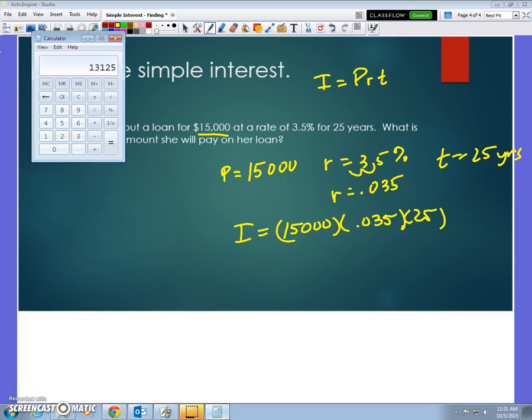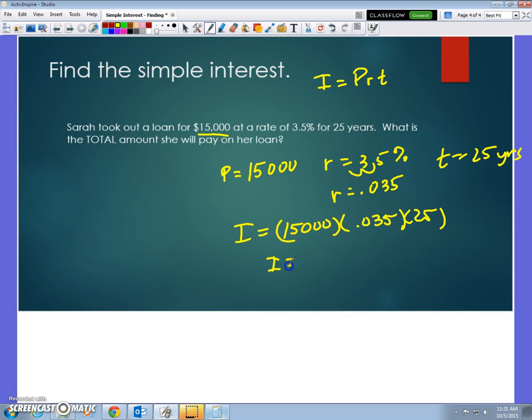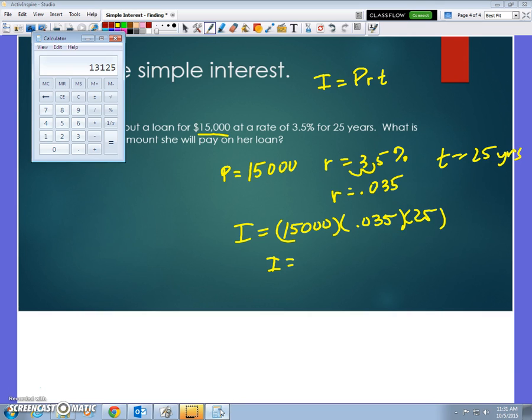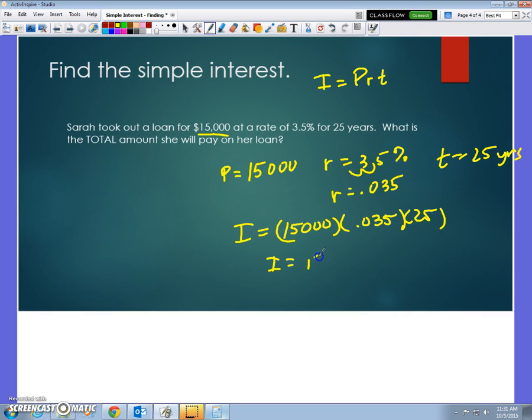Oh my goodness, we've got a $15,000 loan at 3.5% interest. We have to pay, just in interest, what was that number? 13,000 something? $13,125. Oh my goodness, that's a lot of interest. But that's just how much interest we have to pay. We have to pay that much on top of the $15,000.